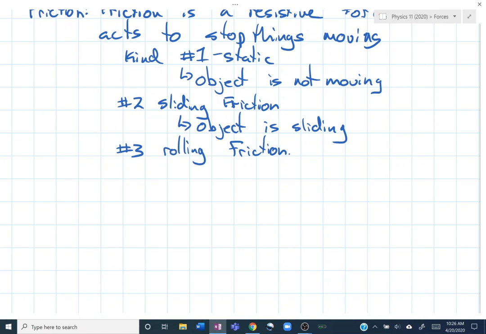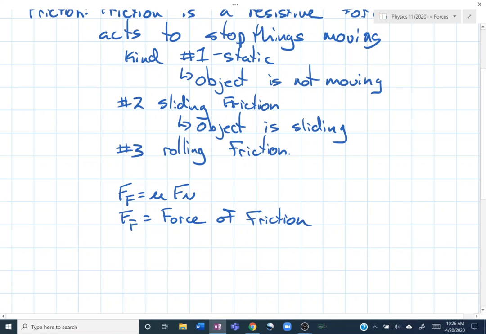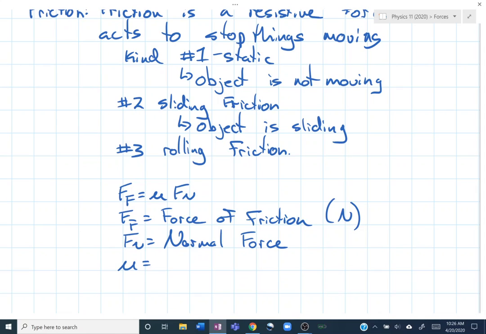For static and sliding friction, the force of friction is equal to mu F N. So F F is our force of friction. Just like every other force, it's measured in newtons. And F N we just talked about, it's our normal force. But mu we haven't talked about yet. Mu is how sticky or grippy those two surfaces are, and it's called our coefficient of friction.